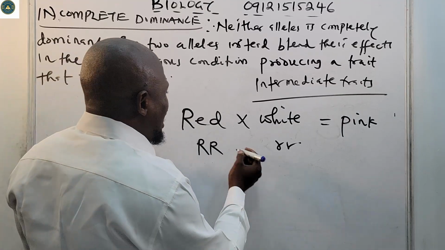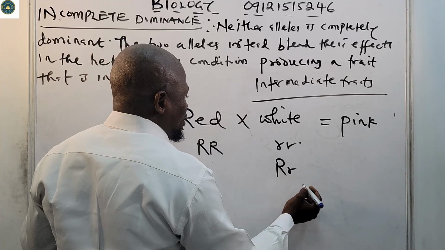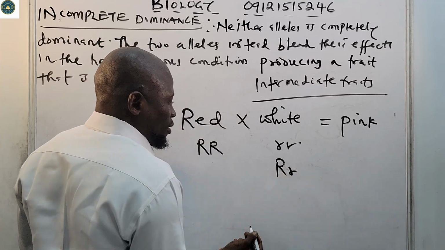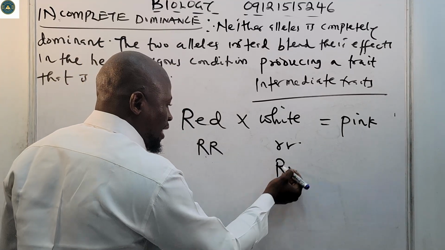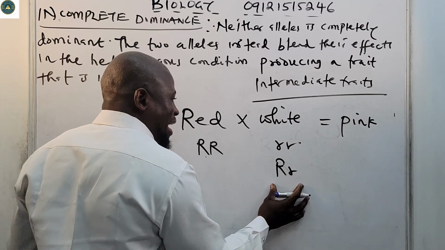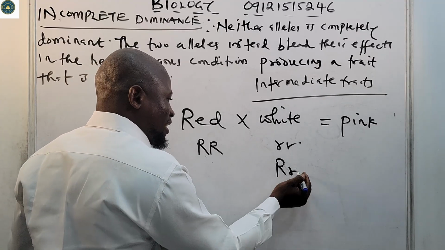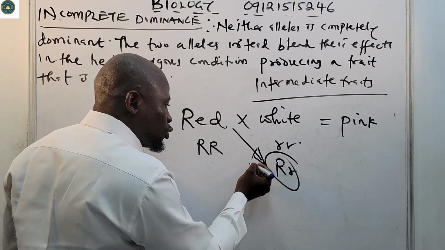So normally, you are supposed to have RW. If one parent brings one allele and the other brings one allele, we are going to have R and W. Normally, the red is supposed to dominate.